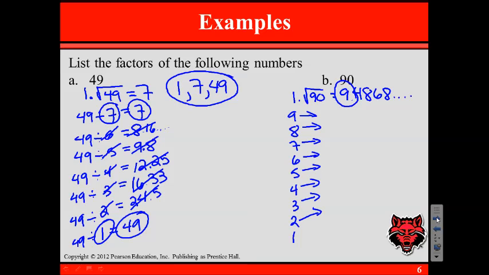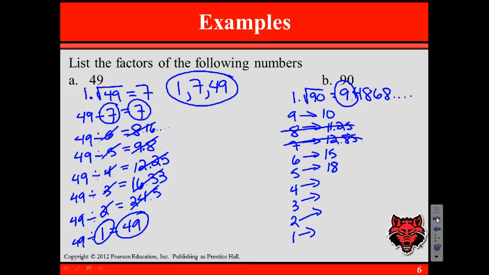Remember, whole numbers are good, decimals are bad, at least in this example. So 90 divided by 9 is 10. 90 divided by 8 is 11.25. Let's go ahead and cross those out. So we have a decimal answer. 90 divided by 7 is 12.85, and that will continue forever. 7's no good. 90 divided by 6 is 15. 90 divided by 5 is 18.